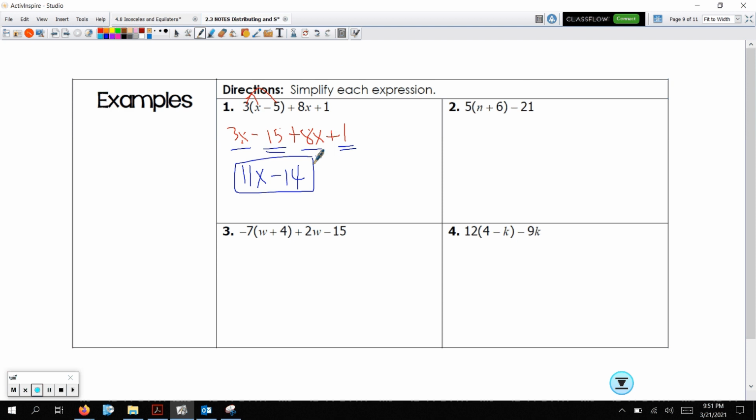For number 2, I'm going to distribute 5n, because that's 5 times n. 5 times 6 gives me 30. Bring down my negative 21. Oh my, I hate when I do that. Okay, so now I don't have any other n terms, but I do have 30 minus 21. Those are both like terms. Silly. All right, so since I don't have anything to combine with the 5n, just write that down. 30 minus 21 is positive 9. Now we're done.